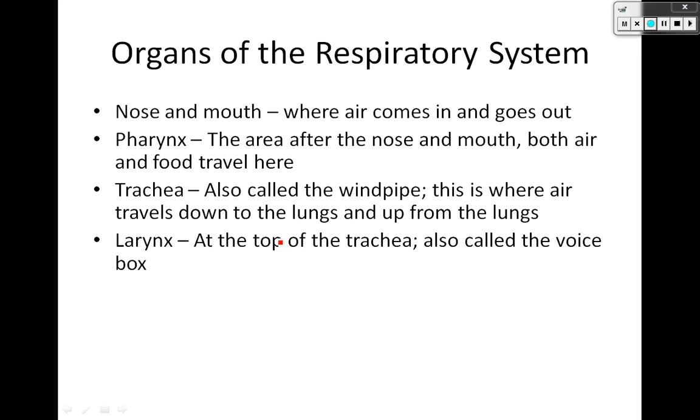So then is the larynx. Now remember, the larynx actually comes between the trachea and the pharynx, but I wanted to explain what the trachea was first, because the larynx, I like to say, is at the top of the trachea, and if you don't know what the trachea is, then the larynx doesn't help. And that's also called the voice box. So in order to talk, you need to force air across the larynx, and that helps you make sound.